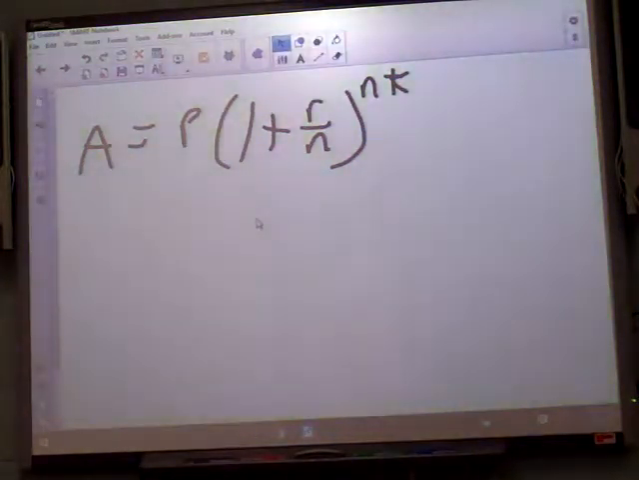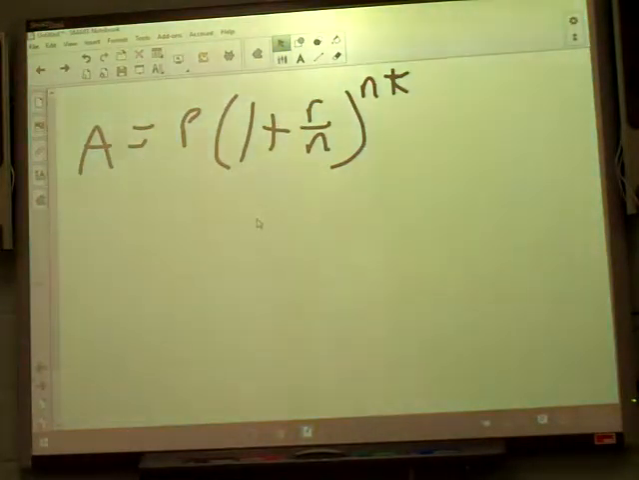N is the number of times the interest is compounded. And N could be said yearly, which would be a 1, once a year. It could be quarterly, which would be a 4 for 4 times a year. It could be monthly, which would be 12 for 12 times a year. Okay? And then T is your number of years.